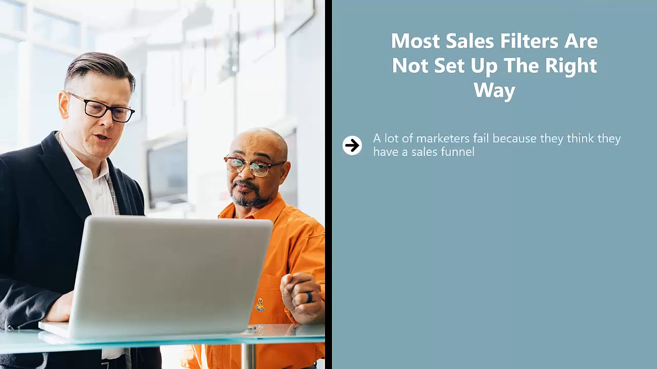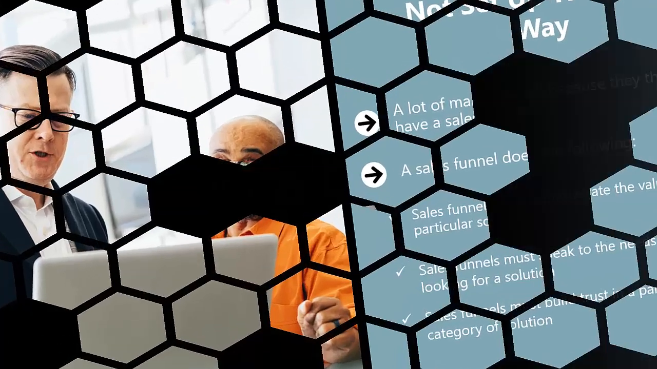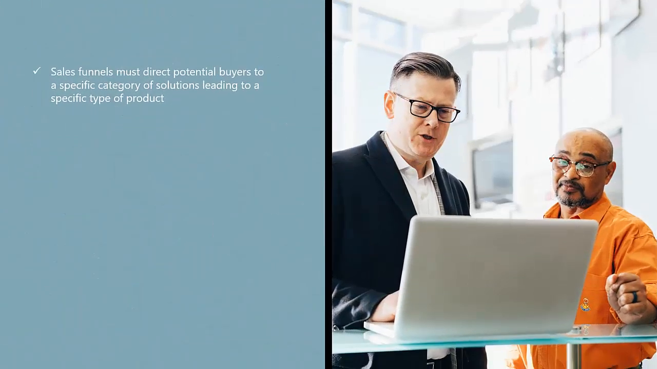A lot of marketers fail because they think they have a sales funnel. What they have is a leaky bucket. Know the difference. A sales funnel does the following. Sales funnels must demonstrate the value of a particular solution. Sales funnels must speak to the needs of people looking for a solution. Sales funnels must build trust in a particular category of solution. Sales funnels must direct potential buyers to a specific category of solutions, leading to a specific type of product. Sales funnels must build trust in a specific product offering to the exclusion of competing offers.